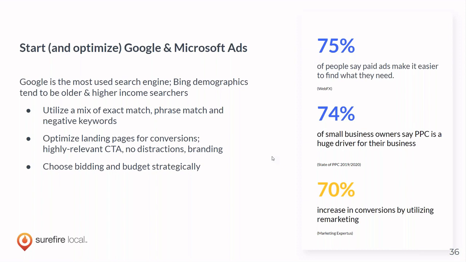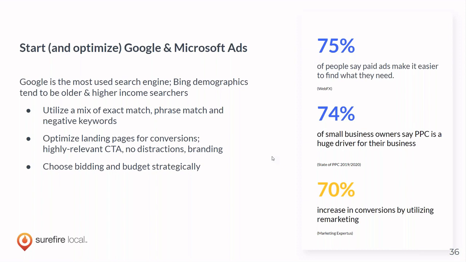There are two sections to the ads. Tactic 11 and tactic 12 are going to be all about ads. Tactic 11 is Google and Microsoft, and the next one we'll do Facebook. I'll try to move along at an increased speed, being cognizant of time. Google is the most used search engine. We all know that, the all-seeing eye. Bing's demographics tend to be older and higher income searchers. When you get a Microsoft computer, it comes loaded with Bing as the default search engine.